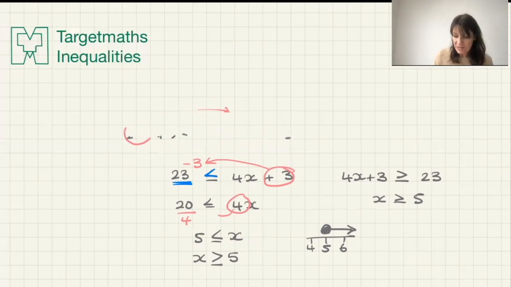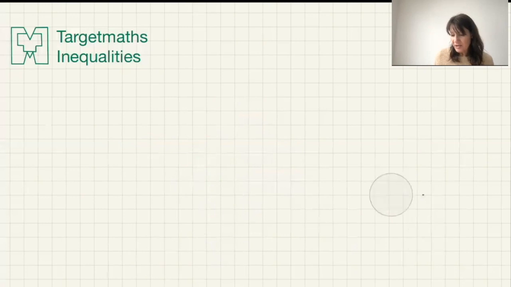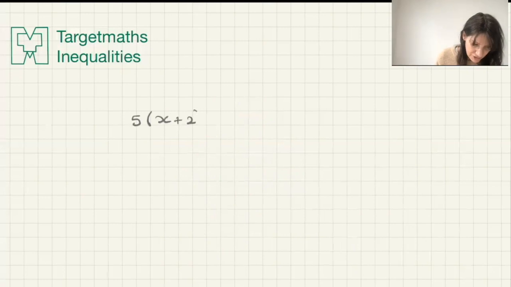So at the moment, we're still sticking with the sort of equations that you should know. We're not taking the inequality equation up. We're going to do that in a minute. So this one is 5x plus 2 greater than or equal to 30. So press pause and hit play when you're ready. Okay.